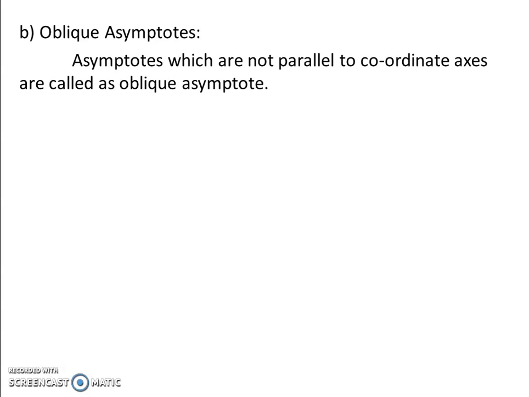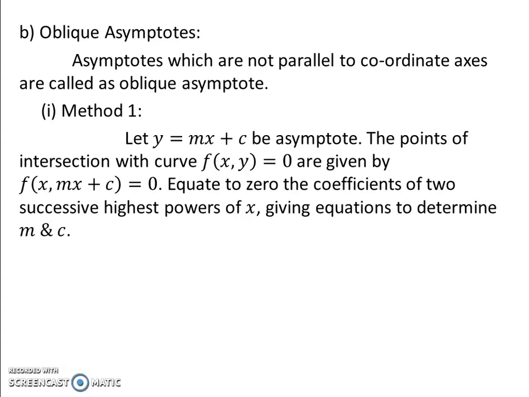So there are two different methods to find out these oblique asymptotes. The first method is, in first method, we will check, let y equal to mx plus c be the equation of asymptote. Then the point of intersection with the curve f of xy equal to 0 is given by f of x comma mx plus c equal to 0. That is, हम y की जगह mx plus c put करते हैं equation में. Equate to 0 the coefficient of two successive highest powers of x.